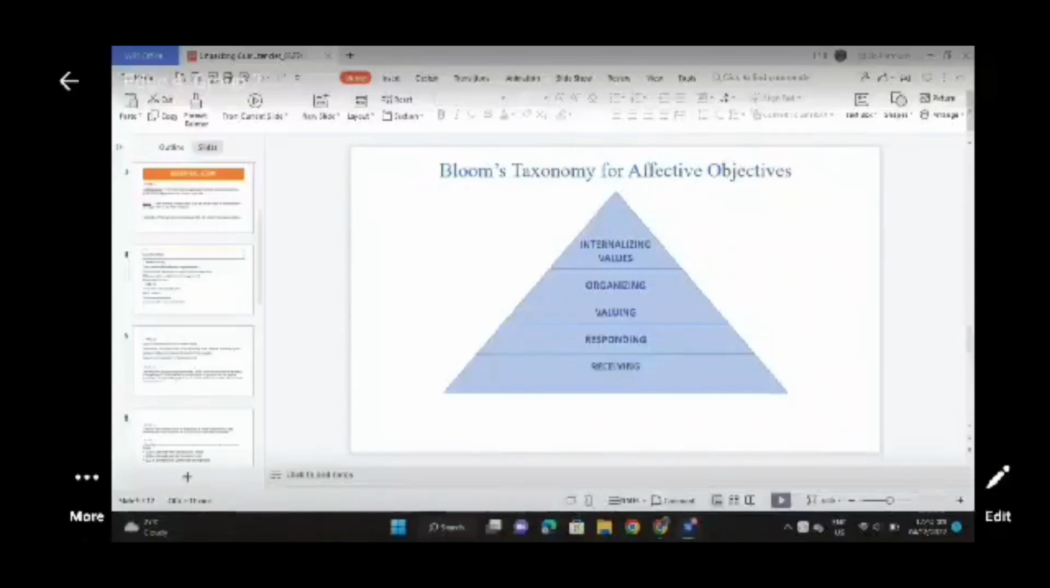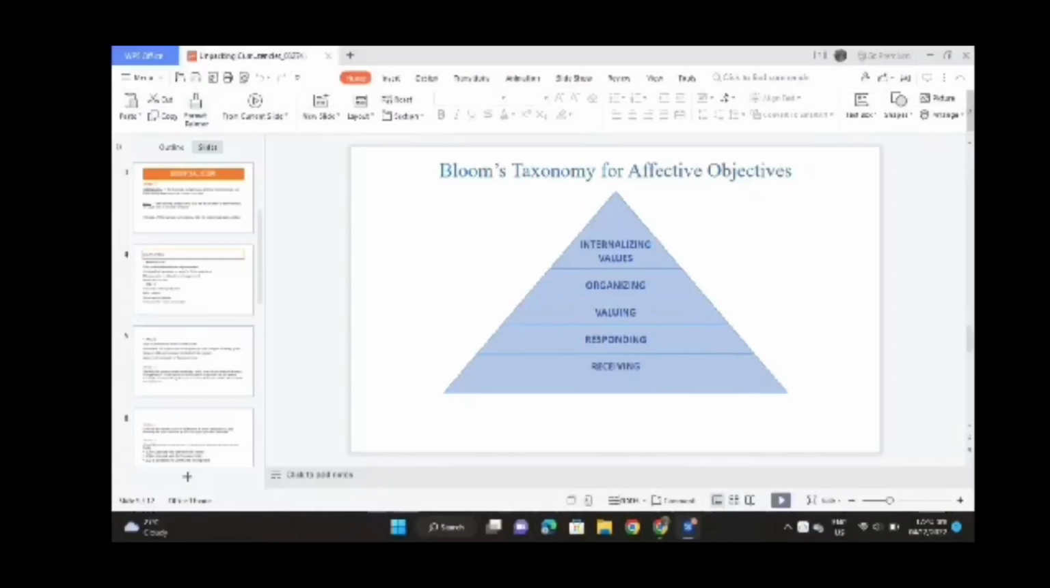Next is Bloom's taxonomy for affective objectives. So here is the graph for Bloom's taxonomy. The first is internalizing values. Internalizing values refers to characterization, having a value system that controls their behavior. The behavior is pervasive, consistent, predictable, and most importantly, characteristic of the learner. For example, shows self-reliance when working independently, cooperates in group activities, displays teamwork, uses an objective approach in problem solving.